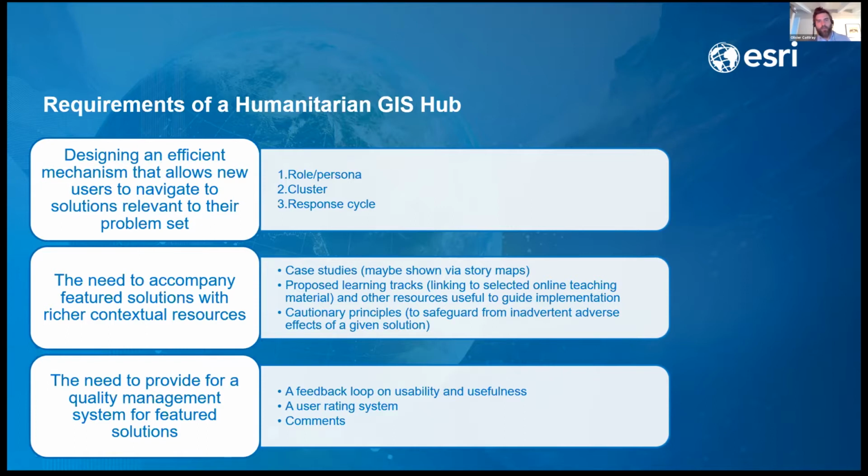So that's really the role or persona lens of how you might want to be discovering those solutions. Or you might be coming in from a very sector-specific or cluster-specific lens. You want to find solutions that have been tagged to WASH and identified as specifically relevant to the WASH cluster, for example. Or from the response cycle, you're doing damage assessment or impact analysis, and you're looking for solutions that are to do with that. So the question there is, how do we organize ourselves, and how do we categorize these different spectra of information, I guess.